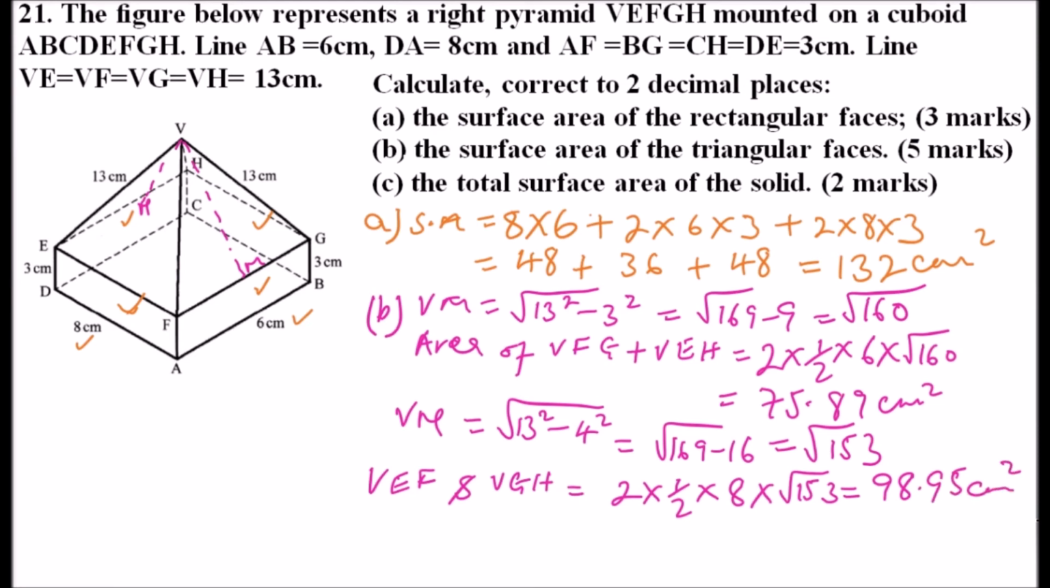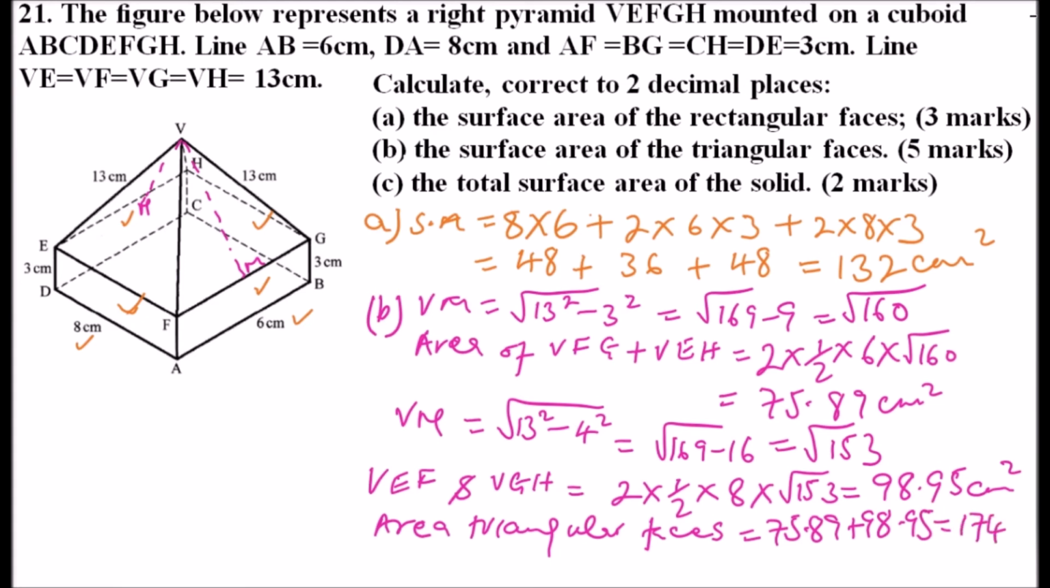So the area of the triangular faces is equal to, now you add 75.89 plus 98.95, and you get 174.84 centimeters squared. So that's how you get the area of the triangular sides.